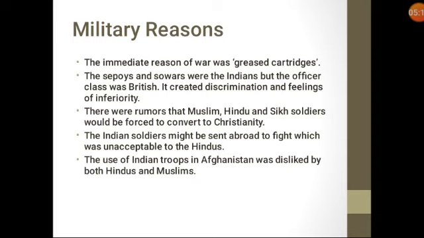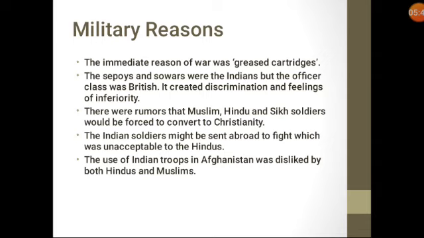Military reasons. The immediate and the foremost reason was the grease-cartridge issue. The grease-cartridge issue we will discuss after a while. The sepoys and sawars were mostly Indians, but the officer class in the army was British. So again, it created discrimination and feelings of inferiority.